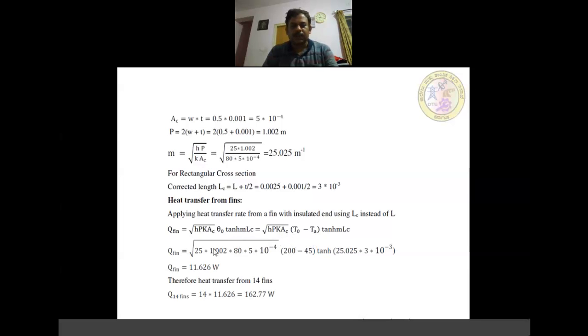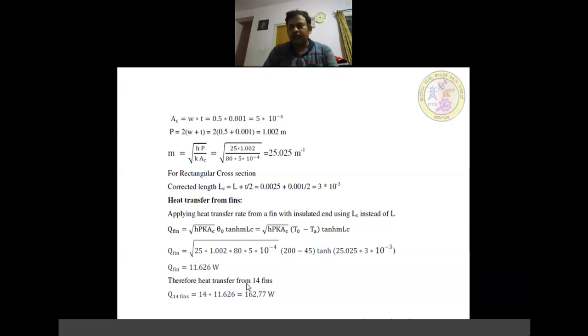Next, you just substitute the values. h is 25, 0.002 is the perimeter, thermal conductivity k is 80, cross section area is 5 into 10 to the power of minus 4, then theta naught is nothing but T naught minus T infinity, 200 minus 45, tanh of m, 25.025, into Lc, 3 into 10 to the power of minus 3. So heat transfer you are going to get 11.626 watts for one fin.